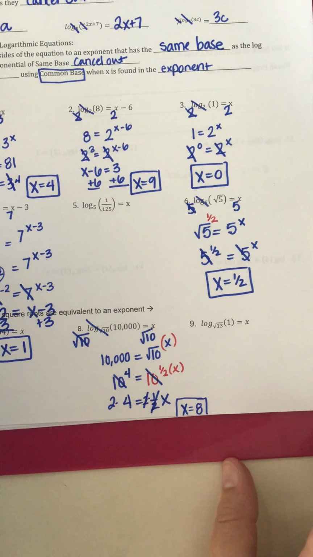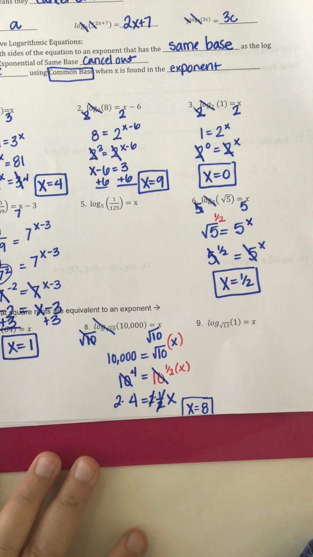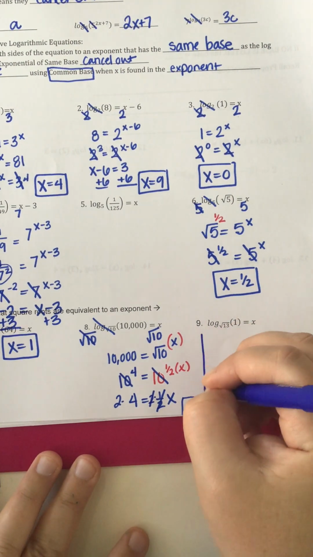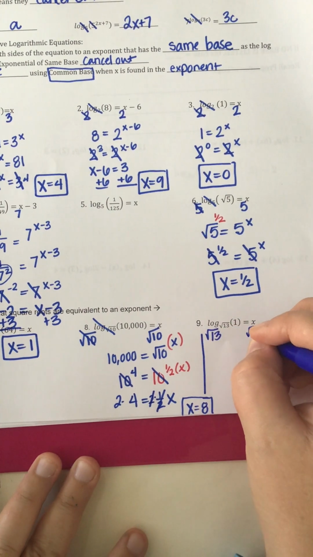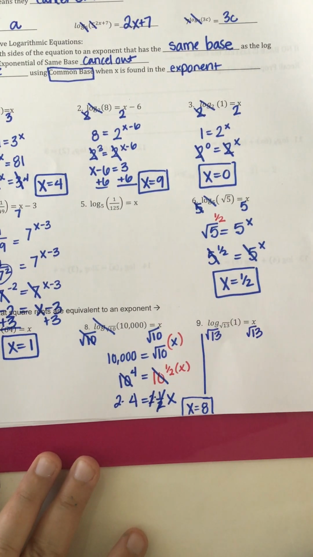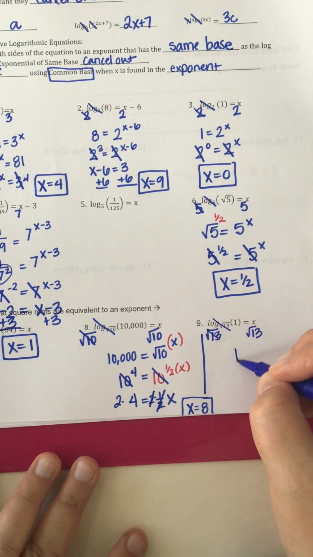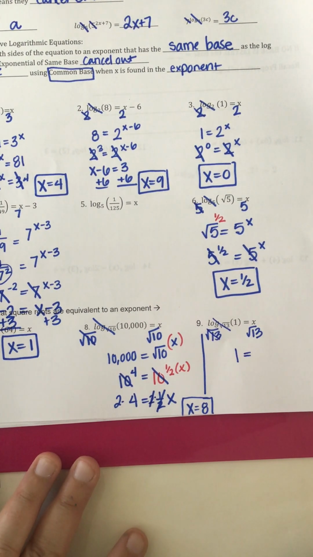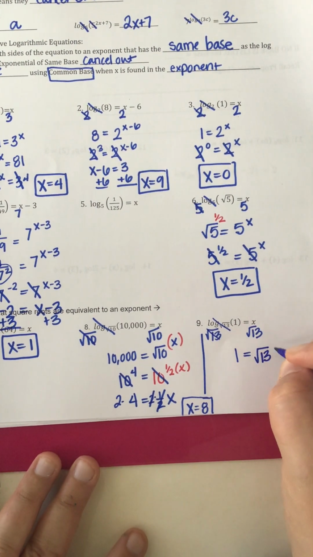Okay, take a look at number 9 right next to it, please. How do I get rid of a root 13 in my log? A big root 13. So I'm going to put it on both sides. So my root 13 on my log little root 13 are going to cross out. I have 1 equals, and actually let's keep it the same for now. So root 13 to the x.